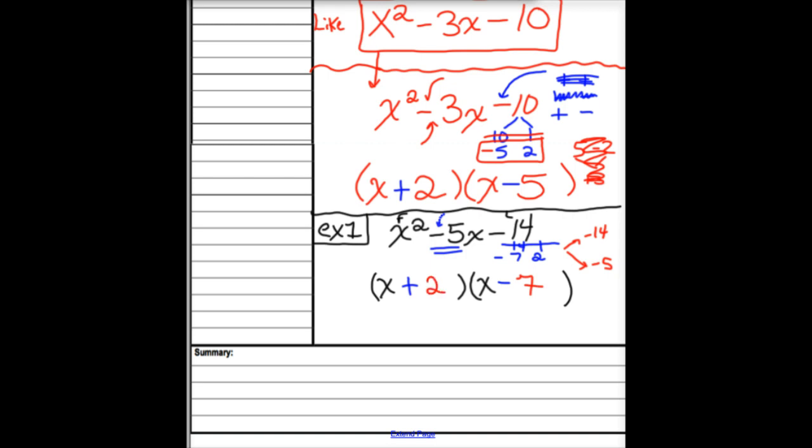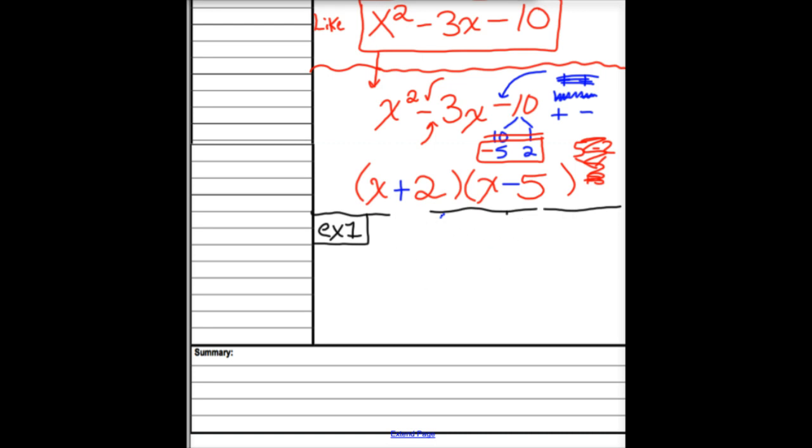And it'd be done. Keep in mind that would be the same thing as if you had written it like this. You can have them in the other order, but make sure the negative goes with the 7 and the positive goes with the 2. And it can always be checked by foiling it. One more. I'll put one up that has a little bit harder factors with it.